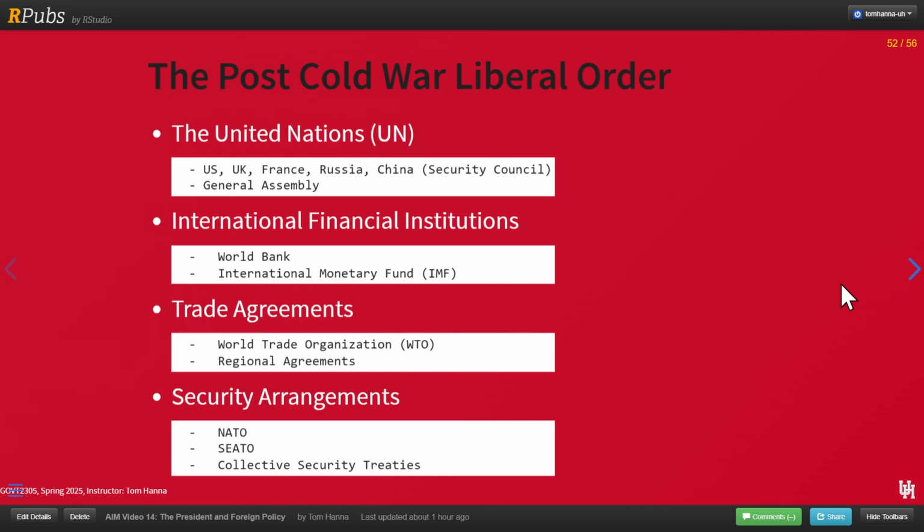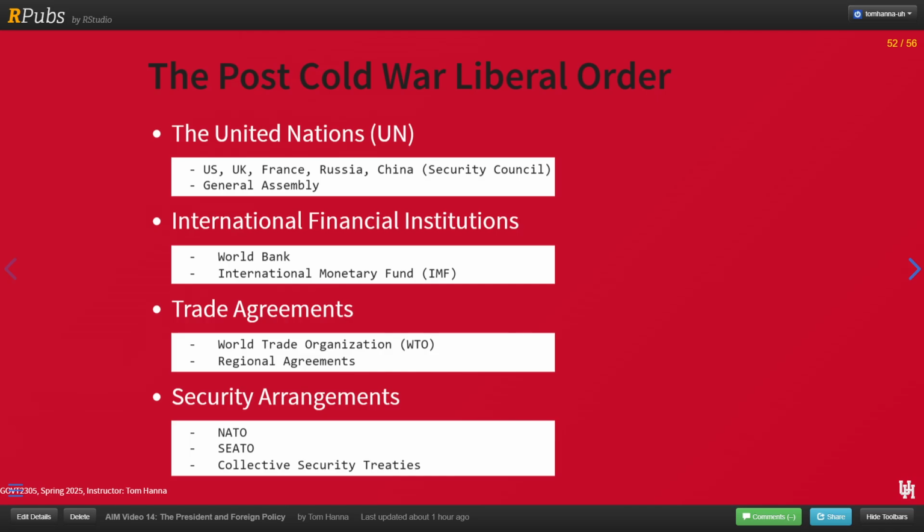One of those things, though, that can often overshadow diplomacy, although it often also works in the background, is the post, and I said post Cold War. This is the post World War II liberal order. This is actually the liberal order that existed during the Cold War and after. So this is the post war liberal order, post World War II.